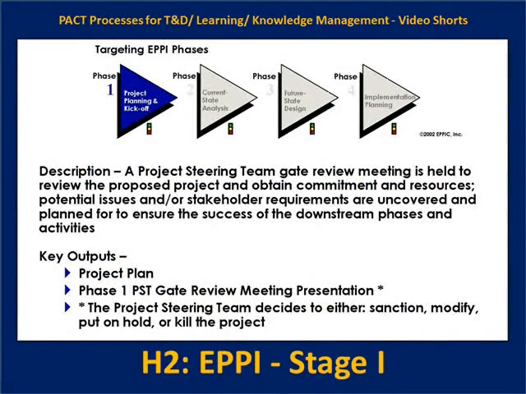In Phase 1 of targeting EPPI, we're doing project planning and kickoff. We're meeting with the project steering team to then review a draft of that project plan and getting their commitments to the project, or getting them to kill the project or to put it on hold because it's not timely, to modify the approach, or to buy in and sanction it.